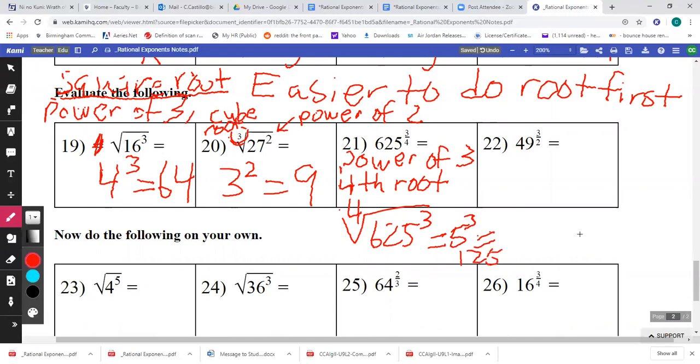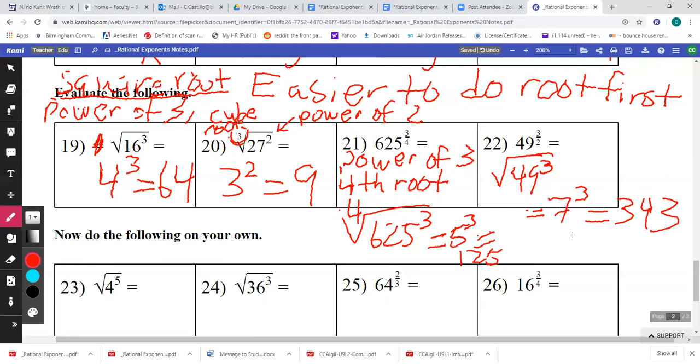Okay. Now 22, if you want to rewrite it, remember it's like that. The 2 on the bottom means it's the square root. And so always take the root first. What is the square root of 49? Well, that's 7. 7 times 7 is 49. So this is just 7 to the third power. And then 49 times 7, I think is 343. Yeah, it's 343.